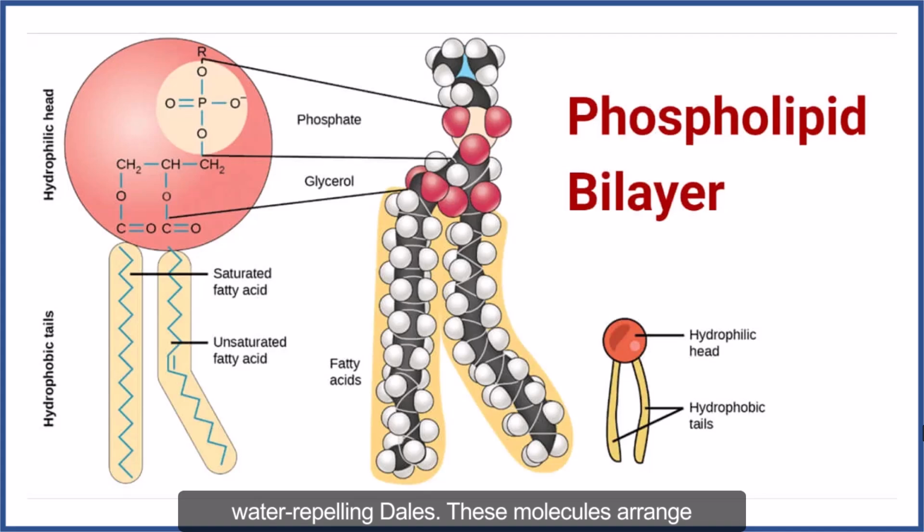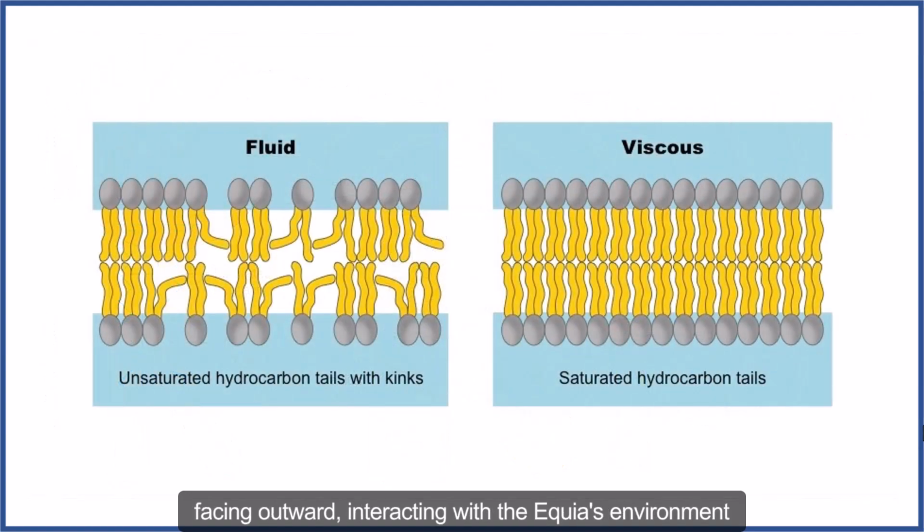These molecules arrange themselves into a bilayer, with the hydrophobic tails facing inward, shielded from water, and the hydrophilic heads facing outward, interacting with the aqueous environment inside and outside the cell. The membrane is often described by the fluid mosaic model, which highlights its dynamic nature. The phospholipids and proteins can move laterally within the layer, providing flexibility and fluidity.